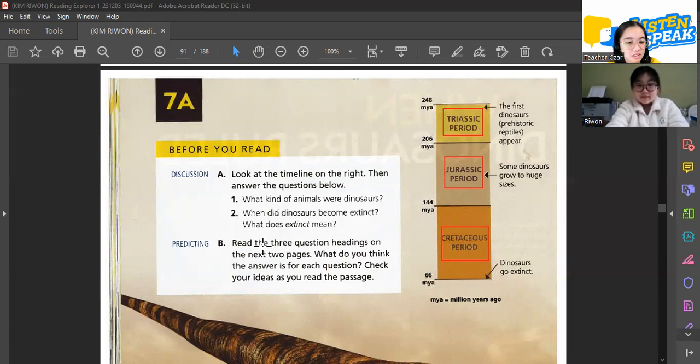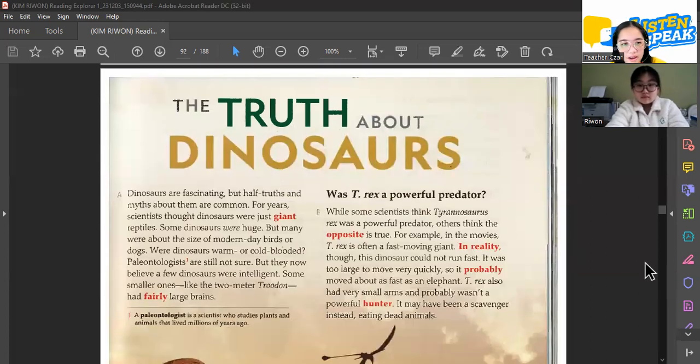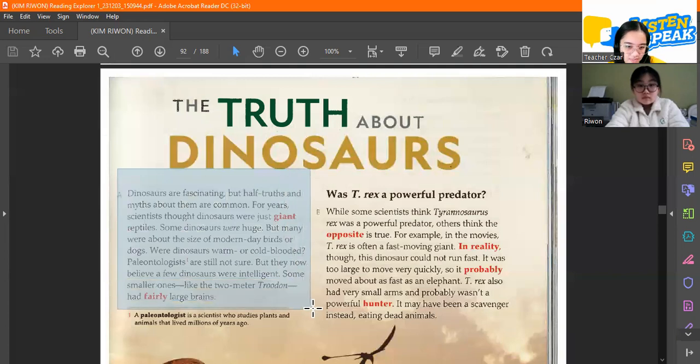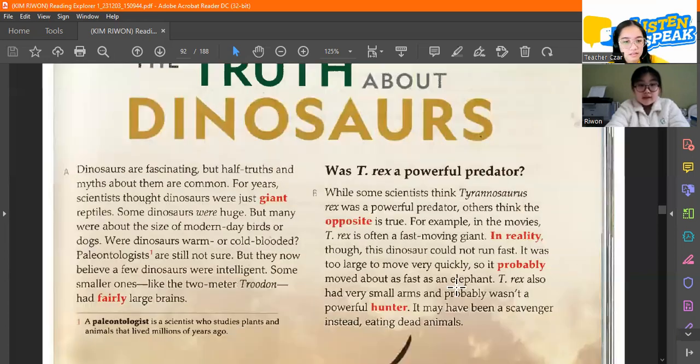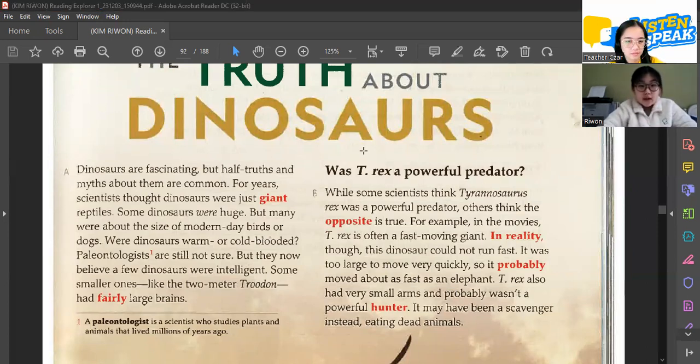So now let's try to have the story about the truth about dinosaurs. Okay, so let's start with A. Dinosaurs are fascinating, but half-truths and myths about them are common. For years, scientists thought dinosaurs were just giant reptiles. Some dinosaurs were huge, but many were about the size of modern-day birds or dogs.